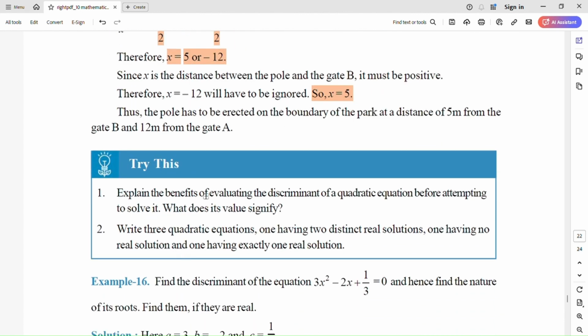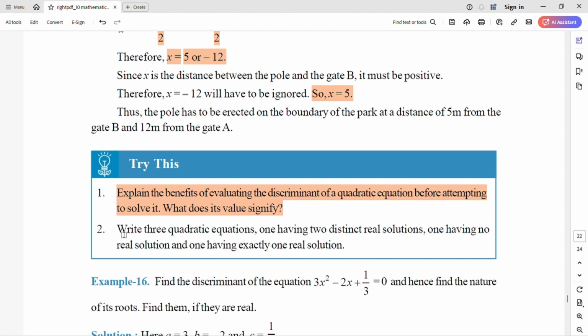Now, explain the benefits of evaluating the discriminant of a quadratic equation before attempting to solve it. What does the value signify? We already learned it gives us what kind of roots the quadratic equation has. Either two distinct real roots, or two identical real roots, or imaginary roots, or no real roots basically.